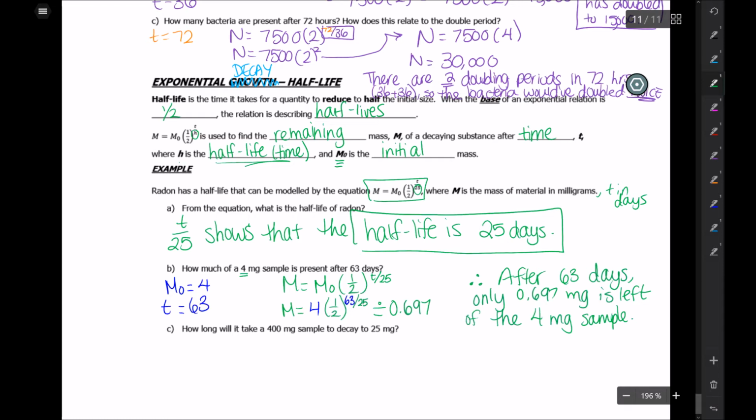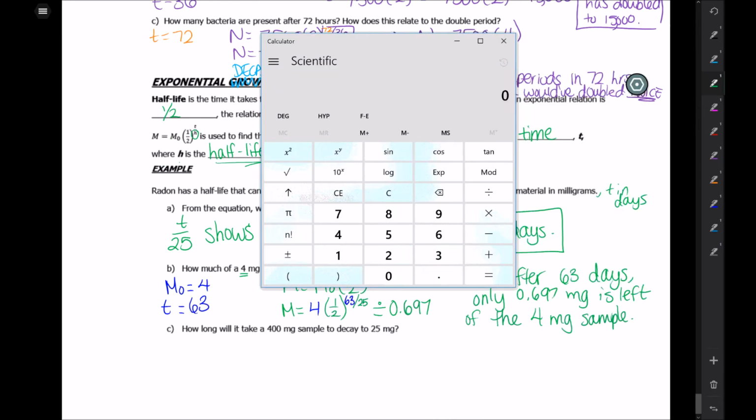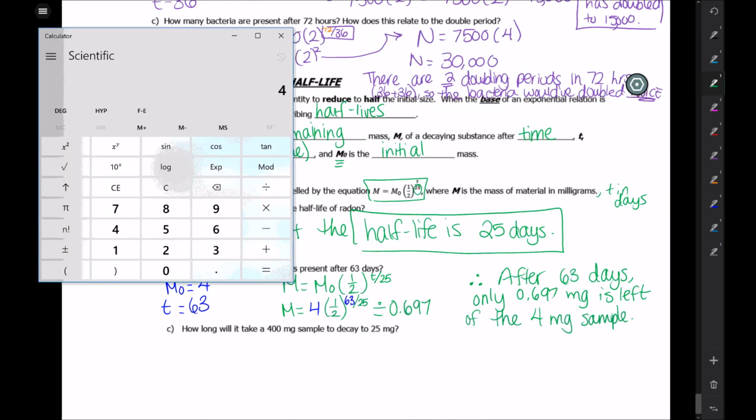Okay, now if it's every 25 days, something that we should take into consideration is that it starts off with 4. After 25 days, it gets cut in half, so it'll be 2. After another 25 days, which is 50 days total, we're trying to get to 63, divide that by 2, we get 1. After another 25 days, which is 75 days, we get 0.5. So somewhere between 0.5 and 1 should be our answer, and 0.697 fits the answer that we're looking for.